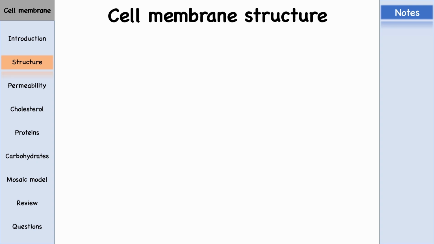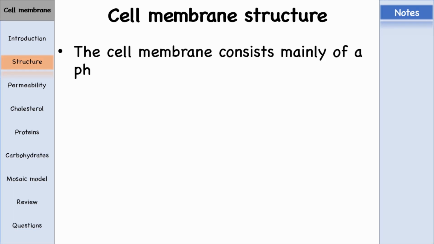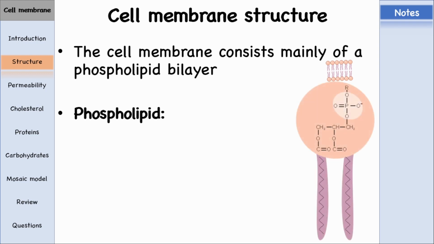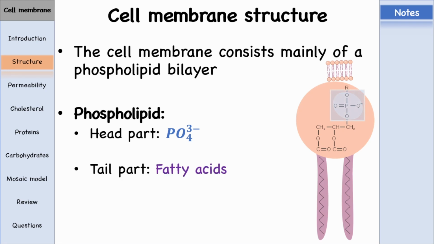The cell membrane consists mainly of a phospholipid bilayer. As for the structure of the phospholipid, it consists of three parts: the head part, which is the negative phosphate group, the tail part, which is the fatty acids, and the skeleton part that connects them, which is glycerol.